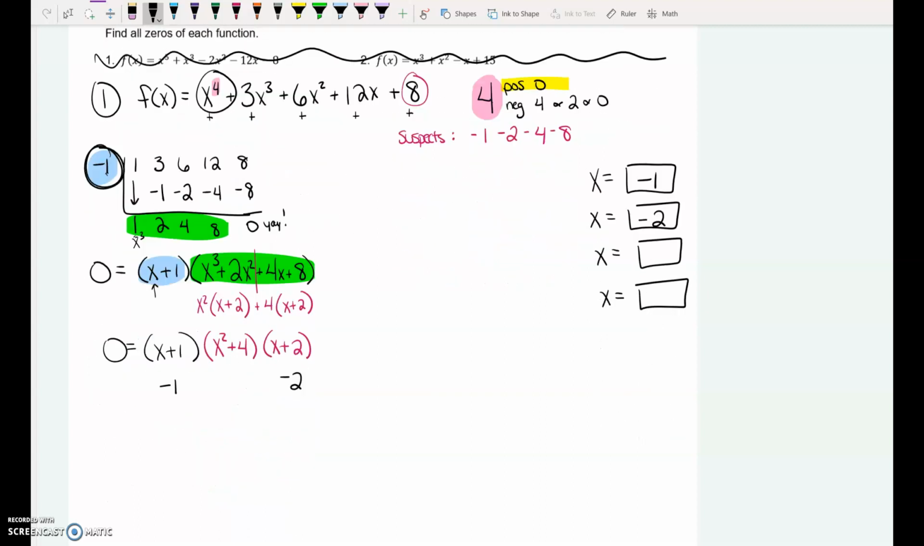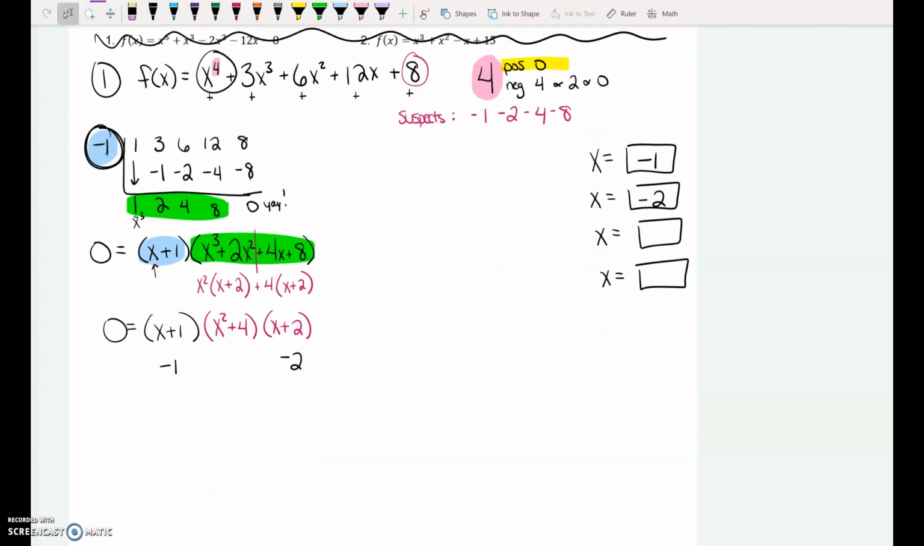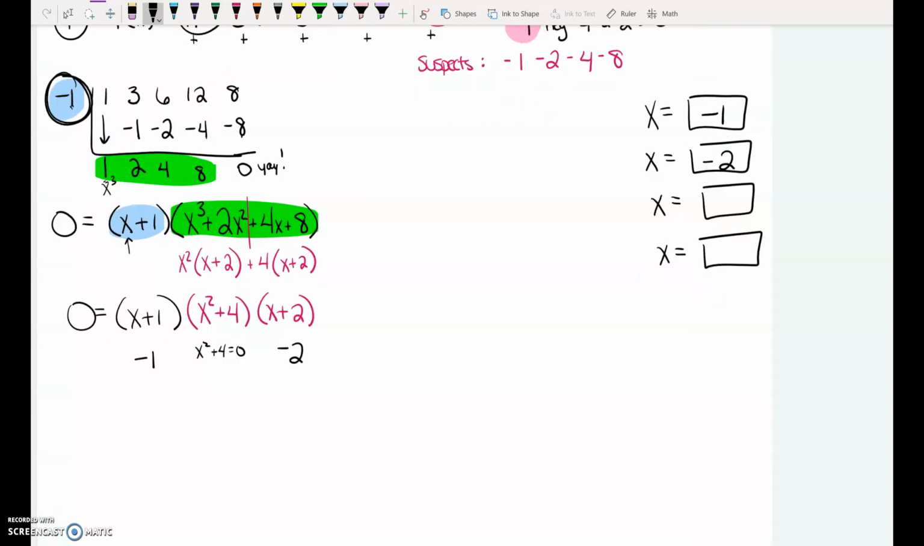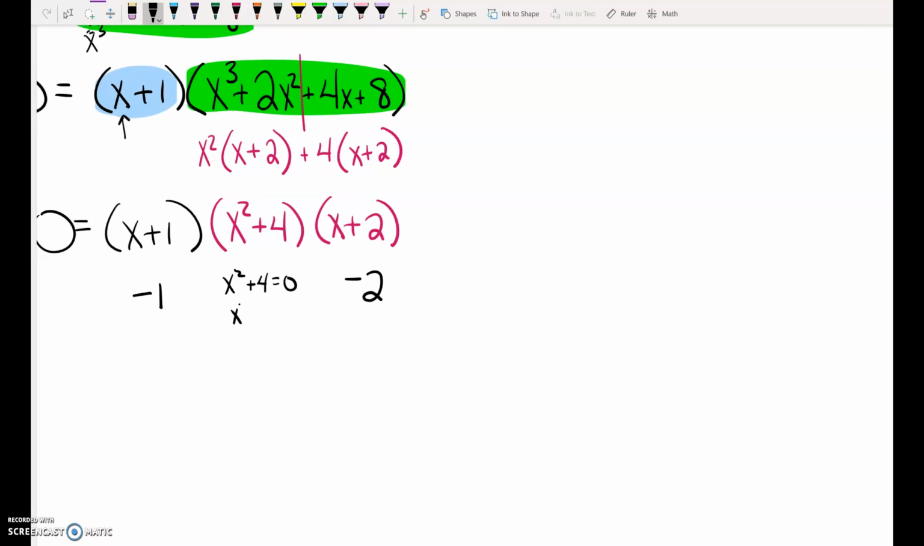Can we factor x squared plus 4 more? It's x squared plus, so no, we really can't. We can put x squared plus 4 equal to 0. I'm going to zoom in on that a little bit. Subtract 4 on both sides. Take the square root. Do you remember how to do the square root of negative numbers? Because you need to remember how to do the square root of negative numbers. The square root of -4 is the same as the square root of -1 times the square root of 4. The square root of 4 is 2. The square root of -1 is the imaginary number i.